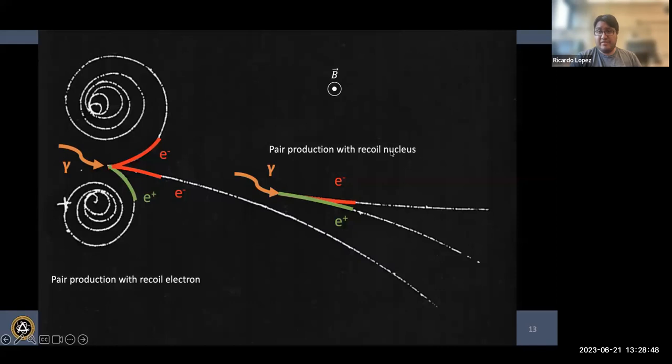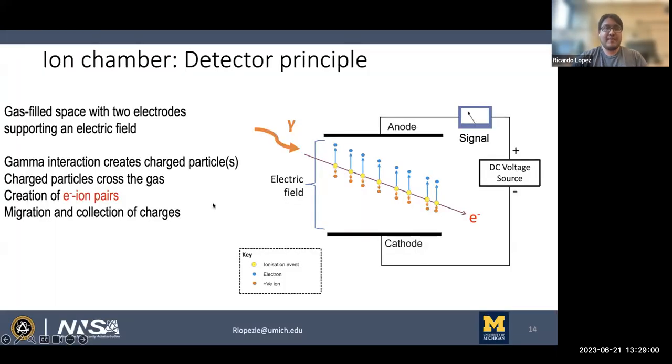In this case, it was the nucleus that recoiled, and since it's not necessarily charged under these circumstances, that's why you don't have this kind of third track anymore, like you did with the recoil electron.